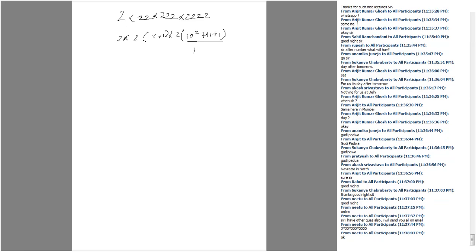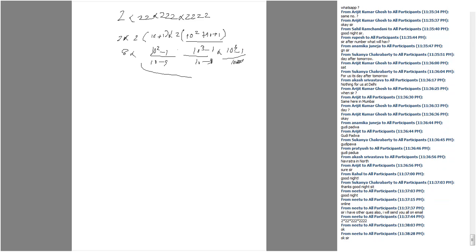Clear? So 2 into 1, 2 into 10 plus 1, 2 into 10 square plus 10 plus 1, like this you should have. Clear or not? This will be 10 cubed minus 1 by 10 minus 1. This is 10 power 4 minus 1 by 10 minus 1. This is 10 square minus 1 by 10 minus 1. And you have to multiply by 8. Clear? This will make it easy.